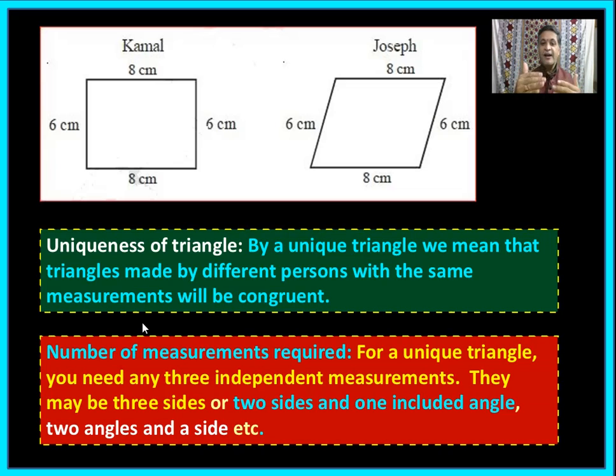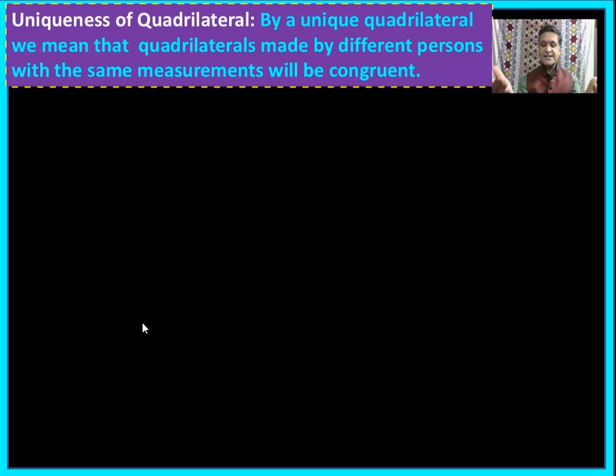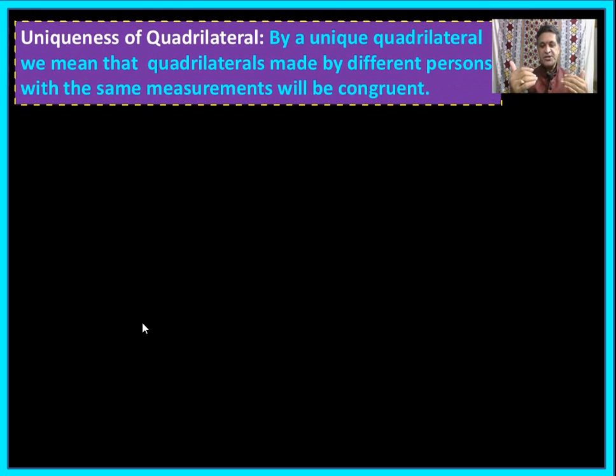Now, what about quadrilaterals? Let us start our quadrilaterals with uniqueness and the number of measurements we need. By a unique quadrilateral, we mean, the same as for unique triangles, that quadrilaterals made by different persons, you or me or someone, must be congruent.